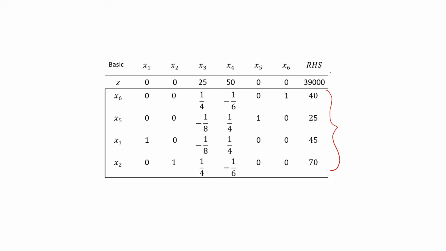The only one I didn't comment on is this one, the value, which has changed as well. How do I get that? Well, keep in mind that I have my new values for x1, x2, x5, and x6. I can just plug them into my objective function and it gives me that value, because that value is the value of the objective function. At any point, x1 is equal to 45, x2 is equal to 70, plug them into the initial objective function, and that'll give you 39,000.